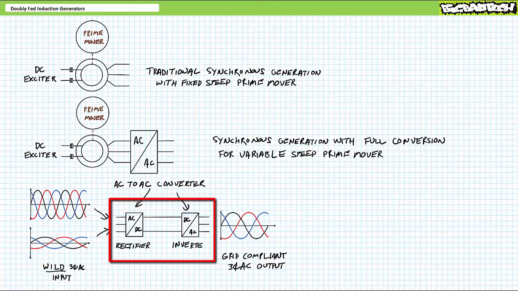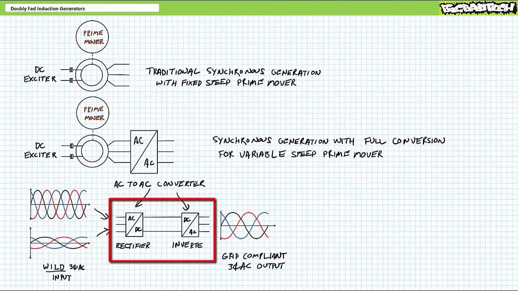Resultant wild 3-phase AC is then converted entirely to DC using a power electronics device known as a rectifier. The DC output of the rectifier is then converted to tame and docile 3-phase AC with the correct magnitude, frequency, phase shift, and sequence suitable for export to the grid using another power electronics device known as an inverter.